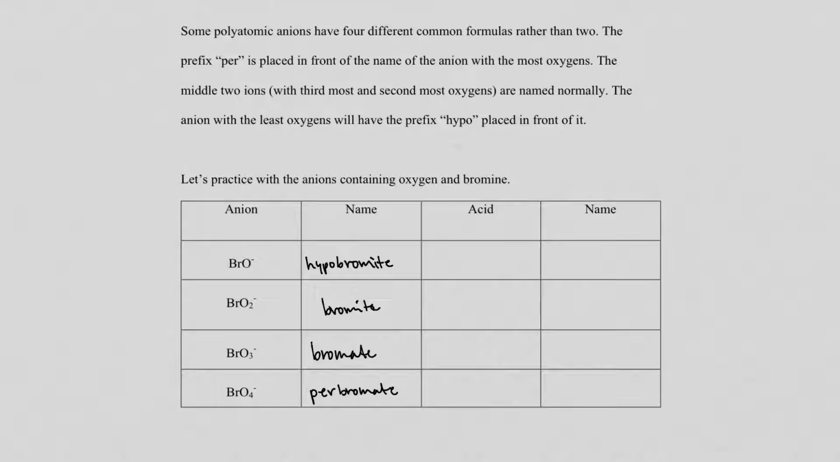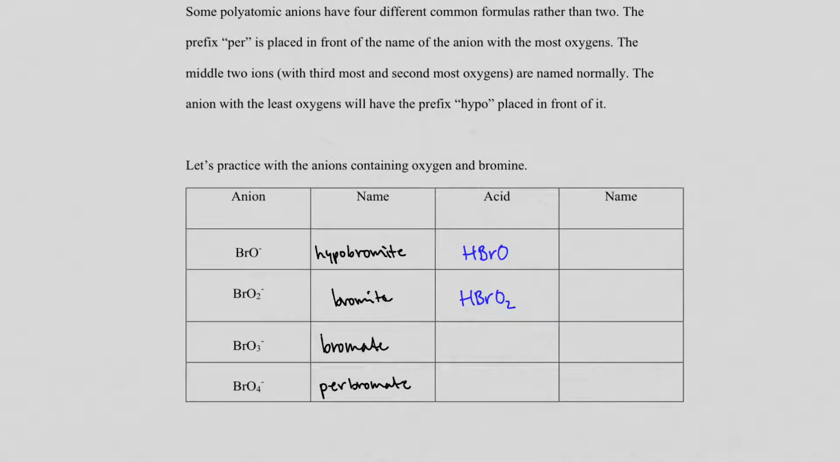The acid of this anion would just be HBrO, HBrO2, HBrO3, and HBrO4.